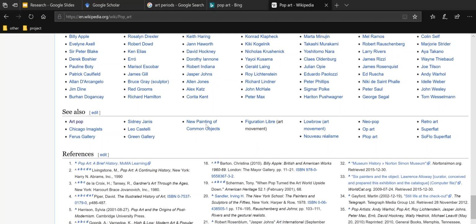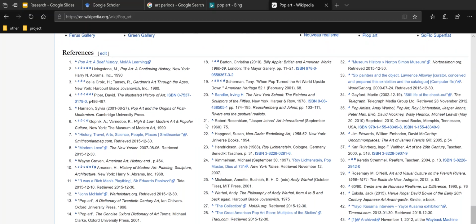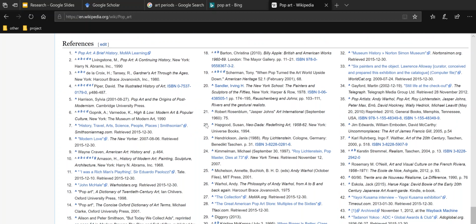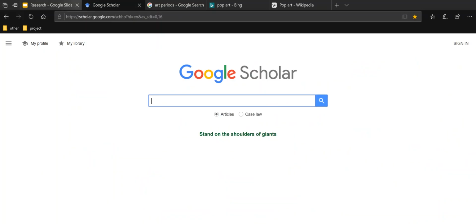Another thing you can use is the references at the bottom. They typically have their references. It's like a bibliography, and you could look up these resources to maybe use those as your source of learning. See, this might be a better choice than Wikipedia. Something to keep in mind.